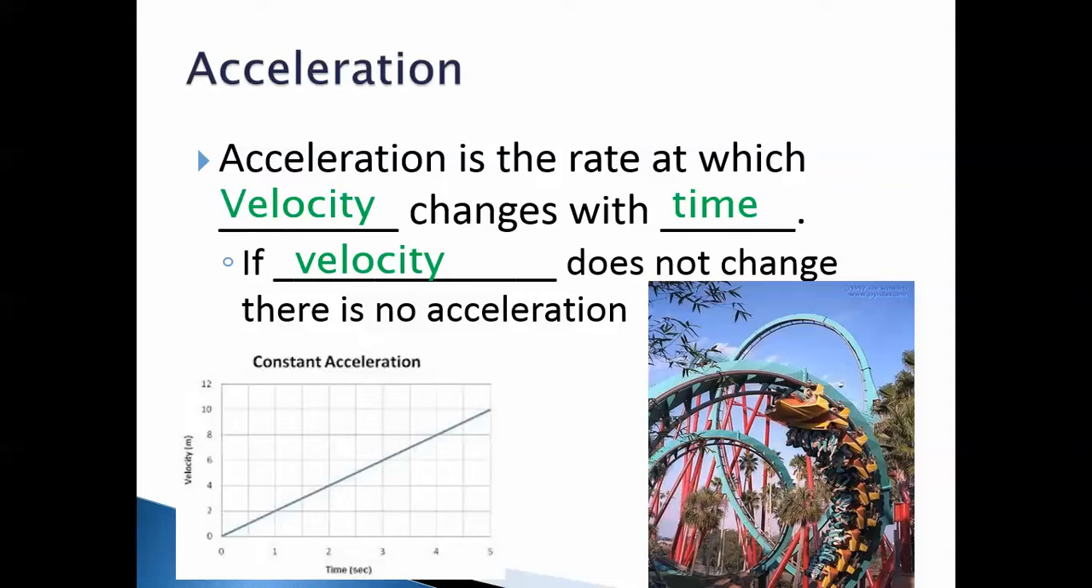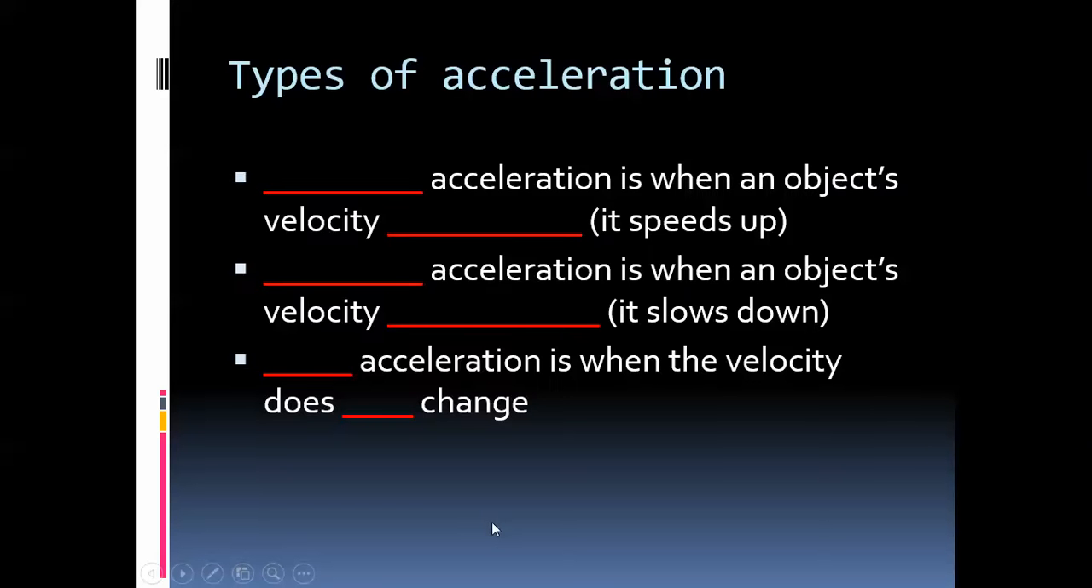So this shows a velocity time graph that shows a constant acceleration, or I should say a zero acceleration, because it's not actually changing. The velocity is constant with the time. So there are 3 types of acceleration that you do need to be made aware of. And the first one we call positive acceleration. It's when an object's velocity increases. In other words, it speeds up.